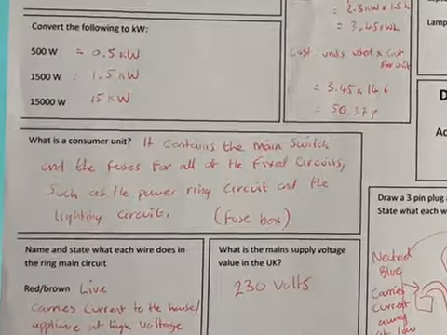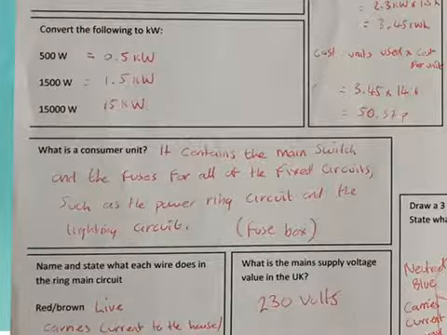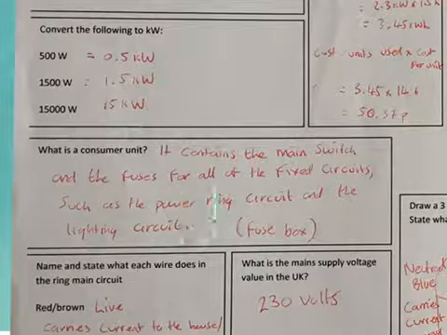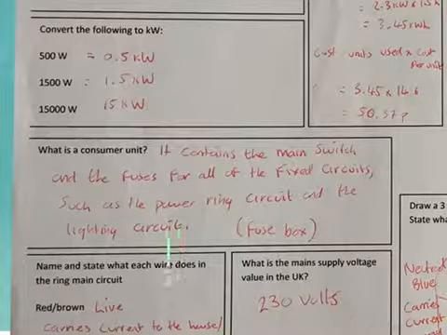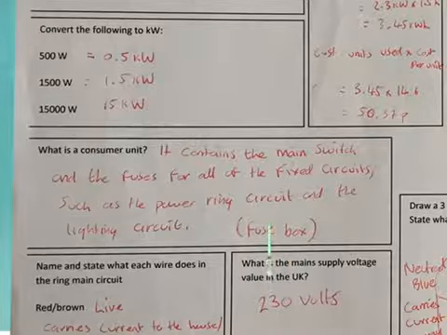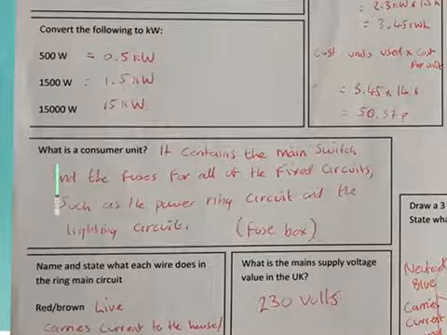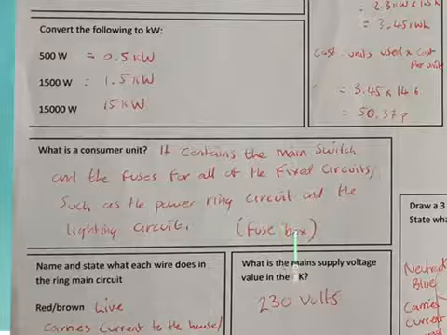And then what is a consumer unit? Well, I don't think I've got a diagram on here, but the consumer unit, you'll find one in every household. It contains the main switch and the fuses for all the fixed circuits, such as the power ring circuit and the lighting circuits. It's basically the fuse box. If you've got too much current going through your lights, then your fuse is going to blow, or rather you're going to have an MCB, and we're going to get to these now, whereby the electromagnet is going to pull that pin and disconnect the circuit. But that's all a consumer unit really is: a fuse box in the house. It's where all the switches and fuses are kept.